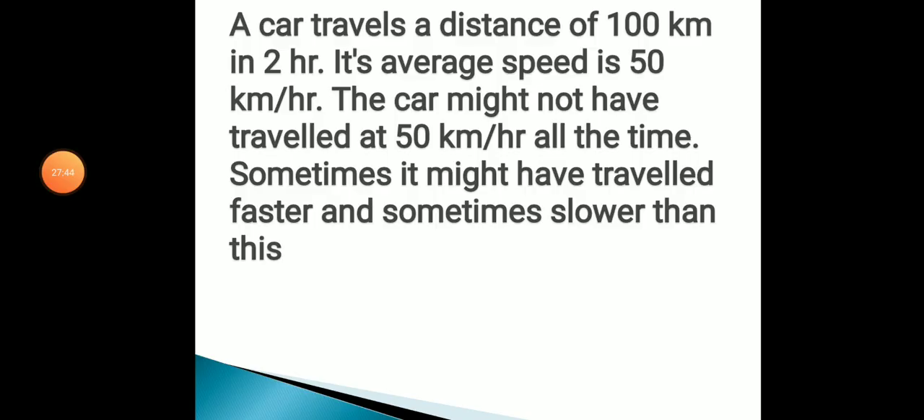So I hope the concepts of motion, the object which is at rest, as well as the motion along a straight line, uniform motion and non-uniform motion, and measuring the rate of motion in terms of speed and average speed are cleared. If you have any doubts and queries, feel free to ask again.